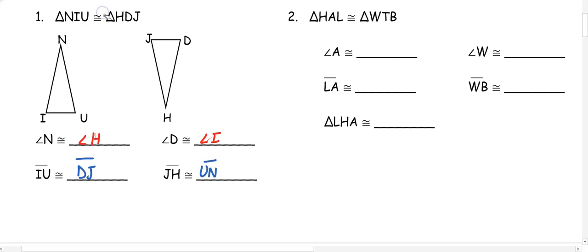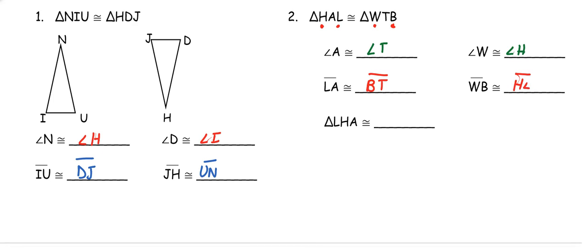So number 2 is without a triangle. So if you need to draw a triangle to help you, you can, or you can just go off of the names. So angle A is the first letter, so that's going to match up with angle T. Angle W is the first letter, so that matches up with H. When I look at my sides, I have LA, which is the third and second letter. And that's going to match up with the third and second letter again, so BT. And our last side, we have WB, which matches up with HL.